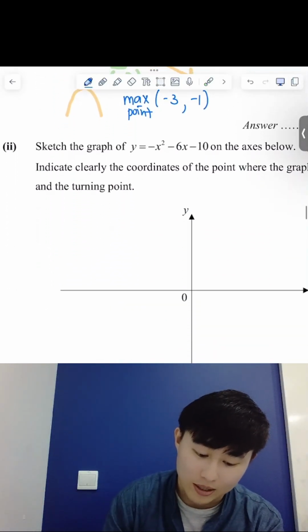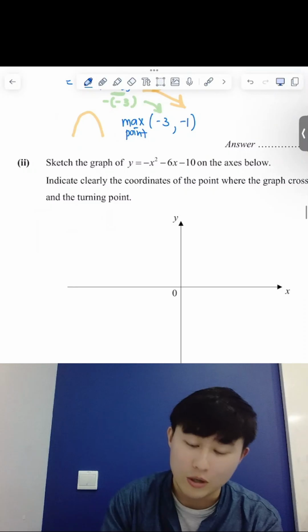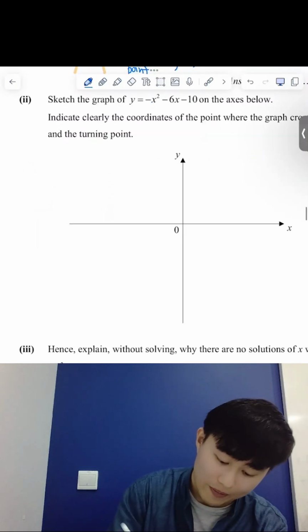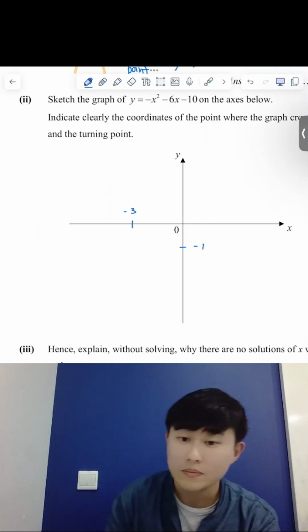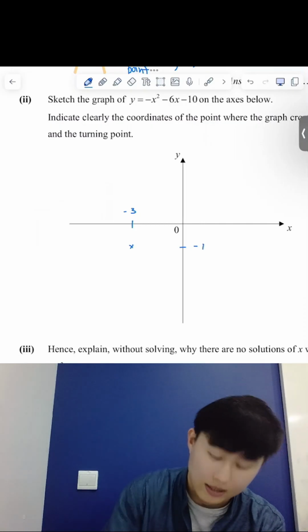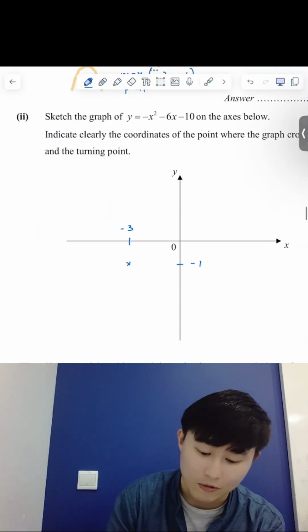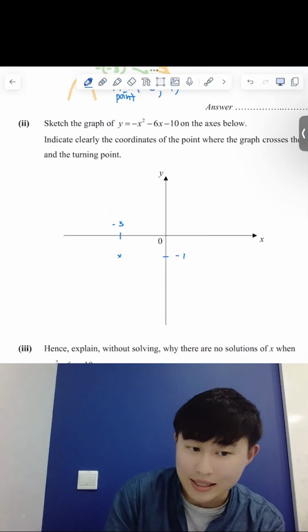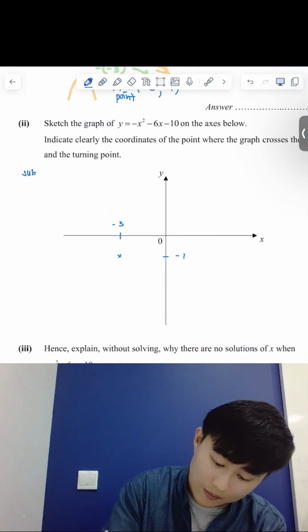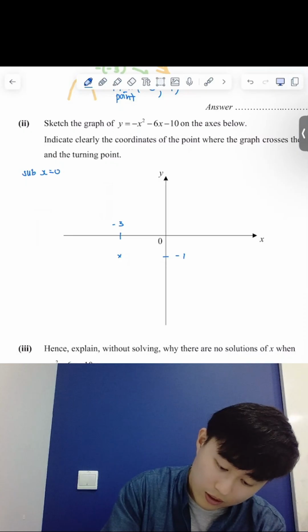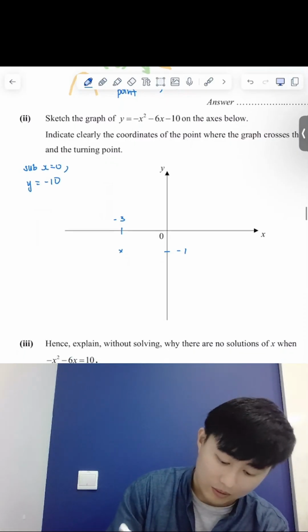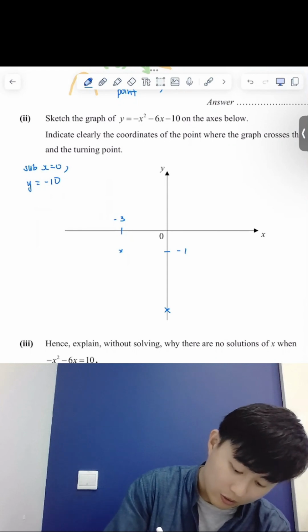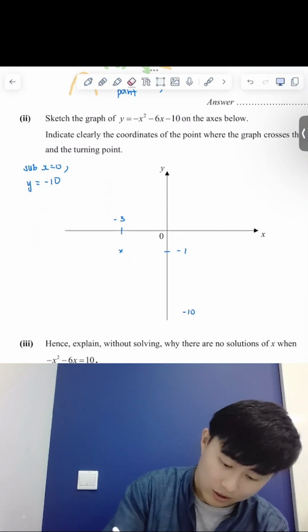Okay, the maximum point here is minus 3, minus 1. So we know that the graph is somewhere around here. This is my highest point. At the same time, I want to find out if there are y and x intercepts. So I'm going to sub in x equals 0. I realize that y equals minus 10. So I'm going to cut my graph at this point, which is minus 10. Sorry, it's not a cross, it's a line.